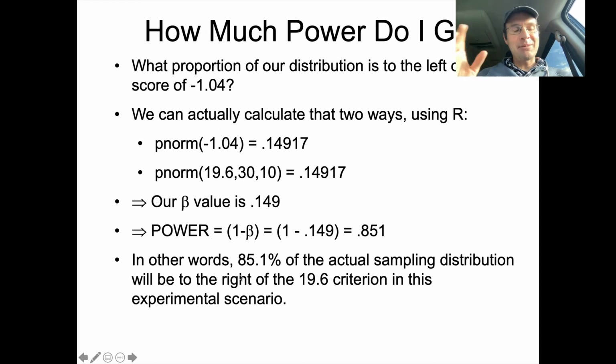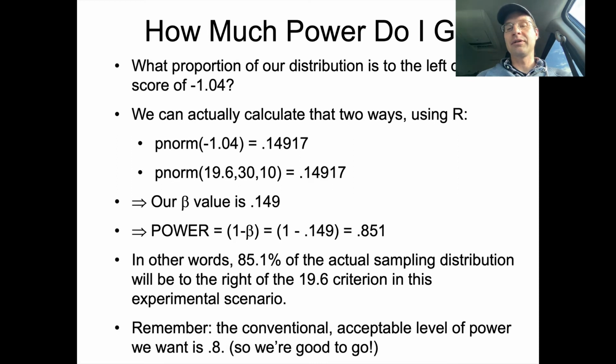To recap what we found out, 85.1% of the actual sampling distribution will be to the right of the 19.6 criterion in this experimental scenario. As a reminder, there is a conventional level of power as well as a conventional level of false alarms. The conventional level of power is 0.8. We want to have a power of 0.8 or greater when we run an experiment, because that's a reasonably good chance of finding a significant effect, something significantly different from our null hypothesis. In this case, we're better than that. We're at 0.851, so we're good to go with this experiment.